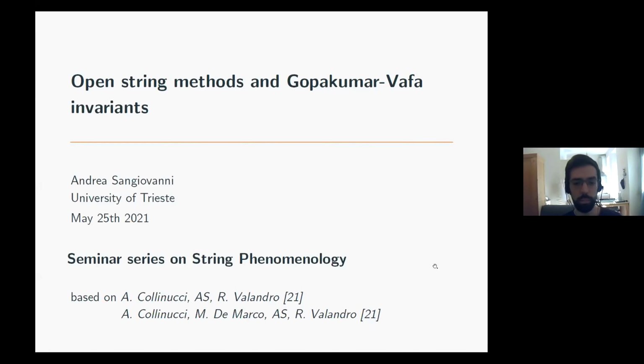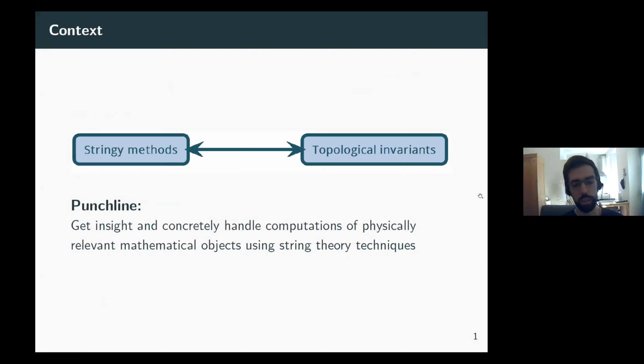The overarching theme of this talk will be the close relationship between string methods and topological invariants. The punchline will be that we can get insight and concretely handle computations of physically relevant mathematical objects, such as topological invariants, by using string theory techniques. That's also getting information about the physical origin of such objects.